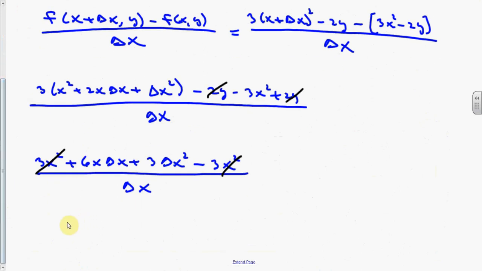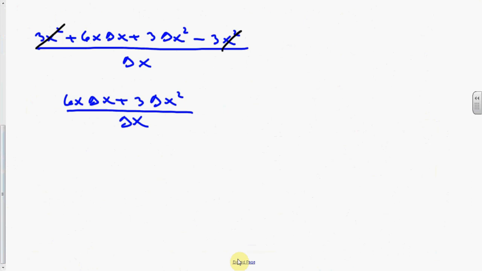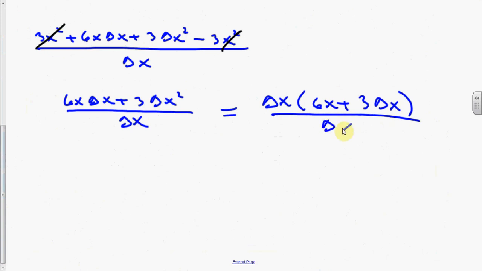I have left 6x delta x plus 3 delta x squared all over delta x. Factor out delta x from the numerator. This is delta x times 6x plus 3 delta x, divided by delta x. Delta x divided by delta x cancels. So I have left 6x plus 3 delta x.